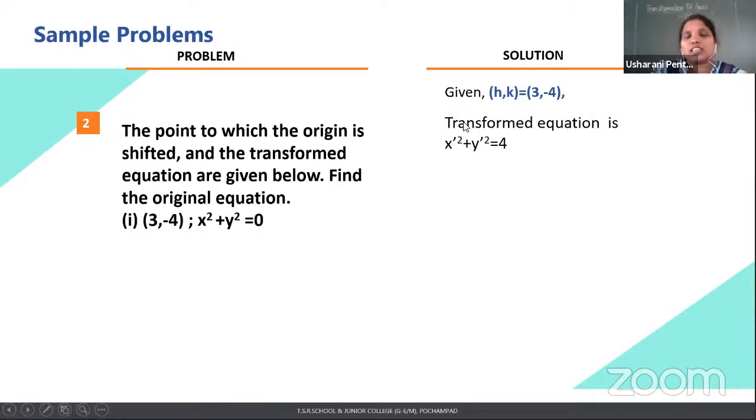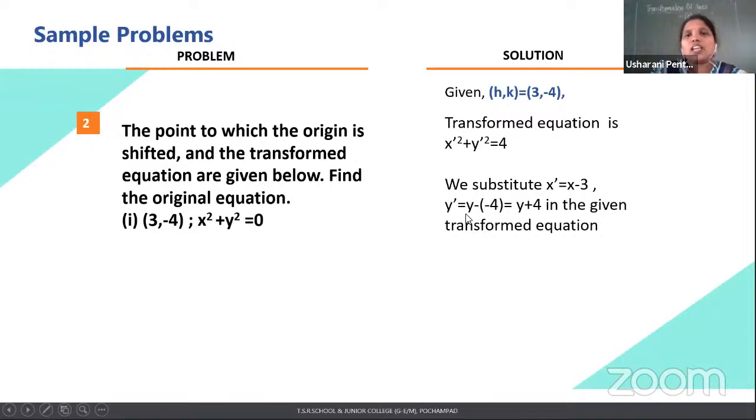We know that the coordinates of the transformed equation are x dash, y dash. Just simply I have substituted that x dash square plus y dash square is equal to 4. We need to find what? The original system. In place of x dash, we need to substitute x minus 3, and in place of y dash, we are substituting y minus of minus 4, which is nothing but y plus 4, in the given transformed equation.